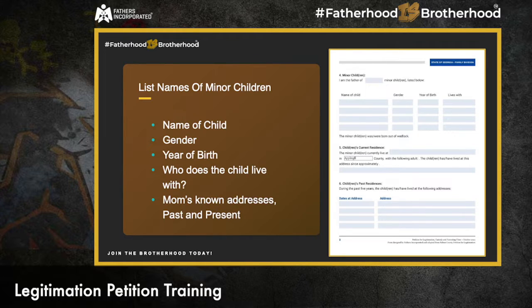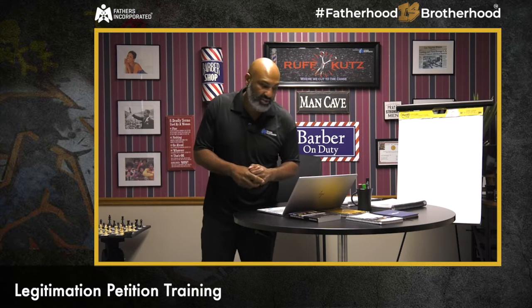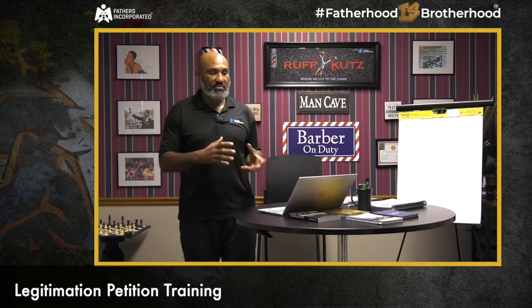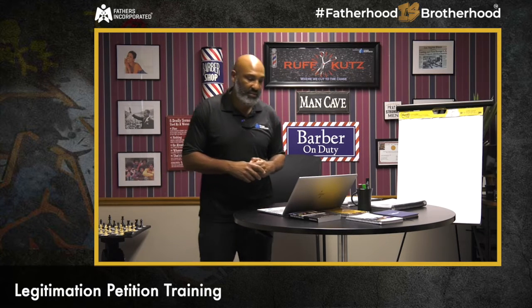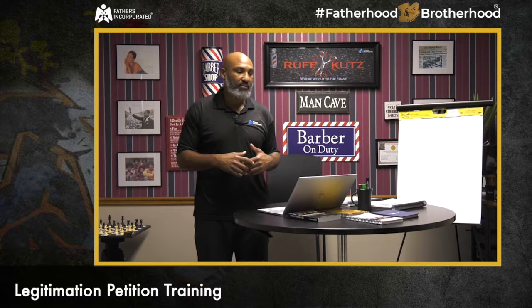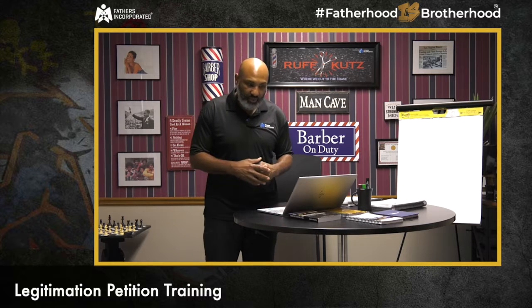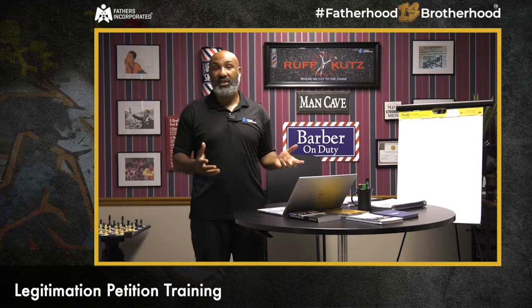Mom's known addresses, past and present. So if you know mom's addresses for the last 3 to 5 years, you want to make sure you include those. Some of the petitions may ask for 5 years. If you don't know those, just guesstimate the addresses where mom has lived. But you want to do your due diligence so that by the time we get these packets over to the attorneys or the private investigators, they don't have to do much. The less work they do, guess what? The less they charge, okay?